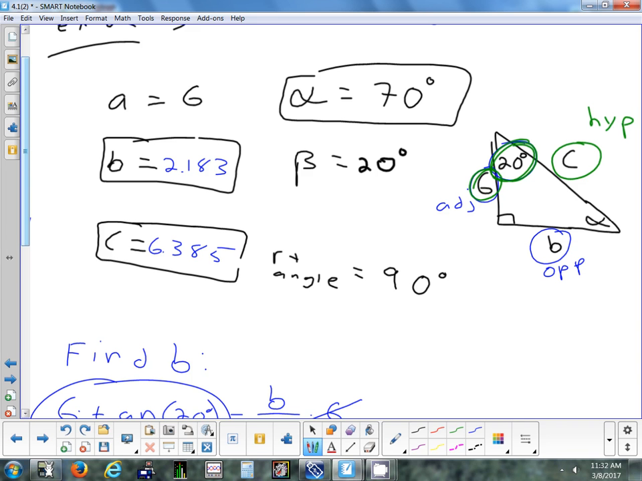Any 2 sides added together have to be bigger than the third. So if you add 6 and 2, you get 8. That's bigger than C. 2 and 6, again, that's 8, which is bigger than A. And if you add C and A, that's 12.385, which is bigger than B. If that doesn't happen, something's wrong. Okay, so that's kind of a quick thing you can check to see if something's obviously wrong. All right? So keep those 2 things in mind.